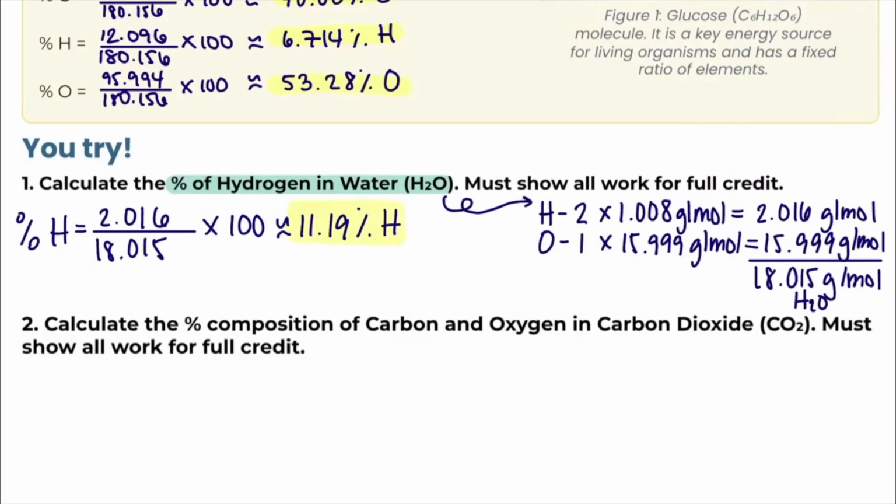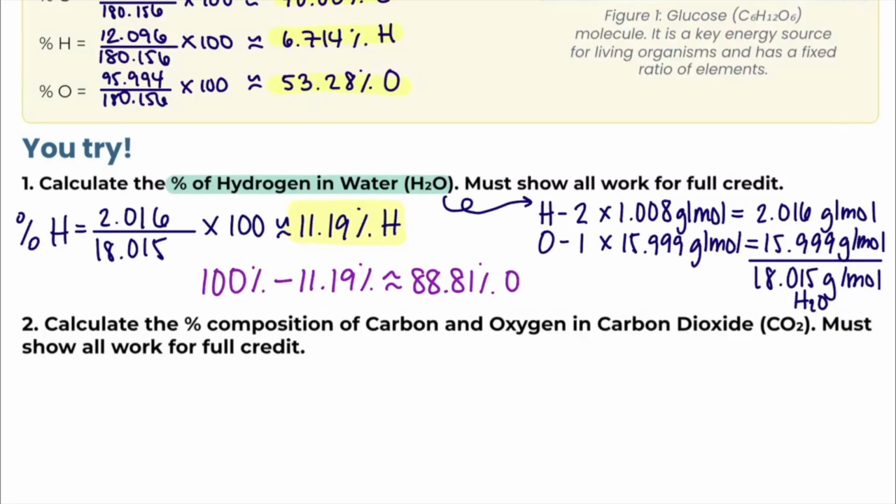And a little quick check here, just for fun. If hydrogen is 11.19%, then what do you think oxygen would be? What percentage? If you're thinking about 88.81%, then you're right. It should be. Why? Because together, hydrogen and oxygen should equal 100%. So if you take that 100% and subtract it by the percent of hydrogen that we just solved for, you end up getting what's left, which is 88.81%. Exactly.